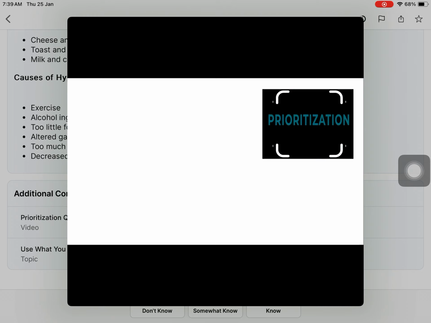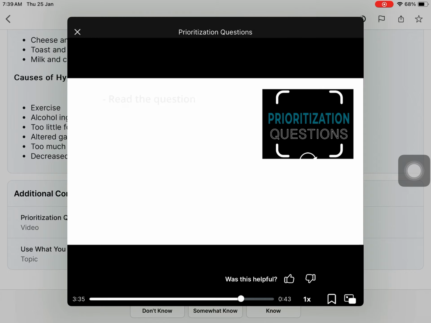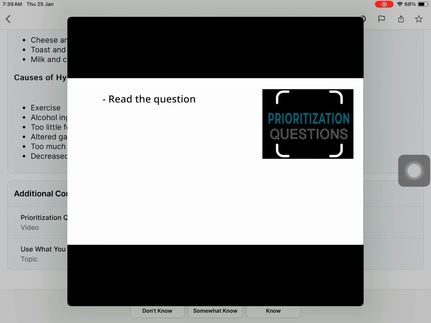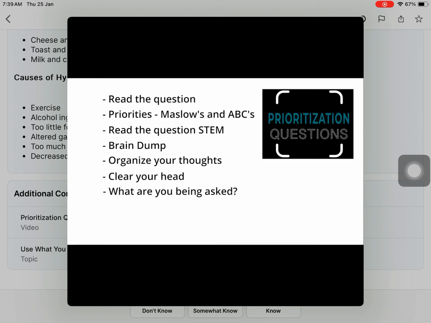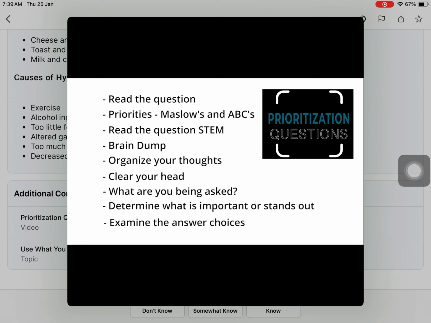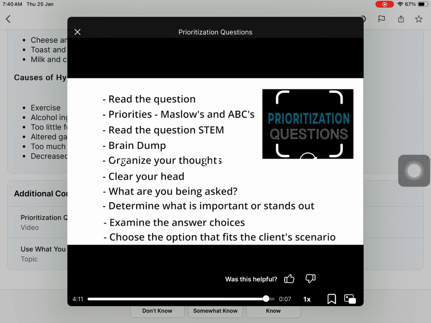Have a method for answering prioritization questions. First, read the question in its entirety. Consider your priorities according to Maslow's and the ABCs. Reread the question stem, and then do a brief brain dump, considering what you know about what you were asked. Organize your thoughts, again, according to Maslow's and ABCs that are relevant. Clear your head, and then reconsider what you were asked in the question. What was important? What stands out? Examine the answer choices and choose the option that best fits the scenario, keeping in mind that a prioritization question indicates that all of the answer choices are likely correct.